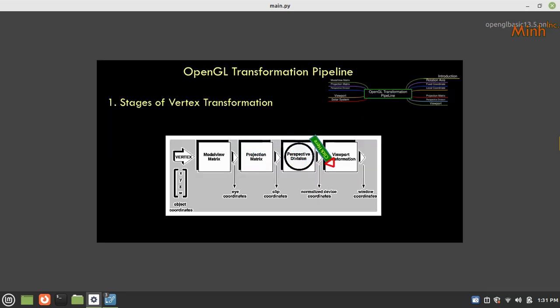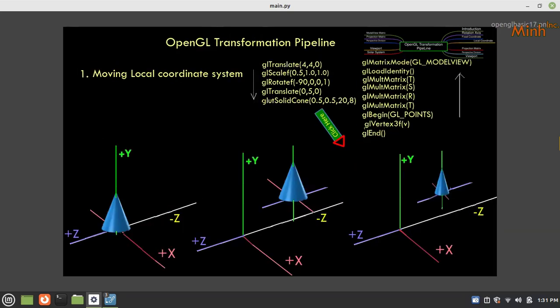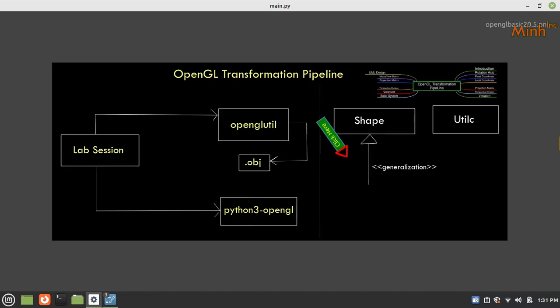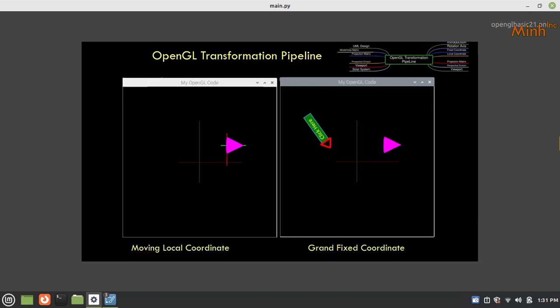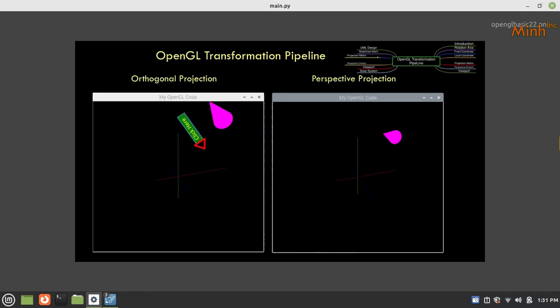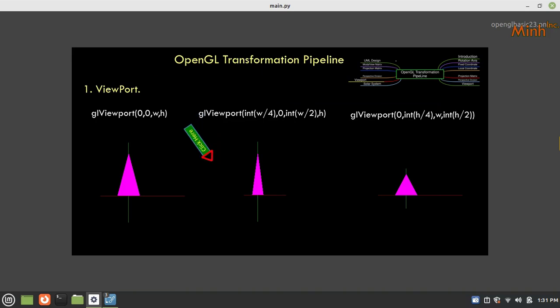This portion also changes the viewport transformation. If I specify a different kind of viewport, then this would change.